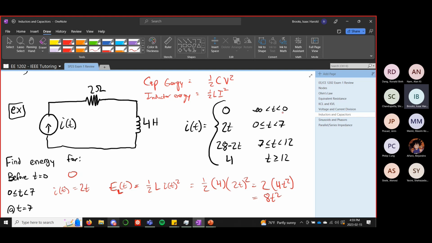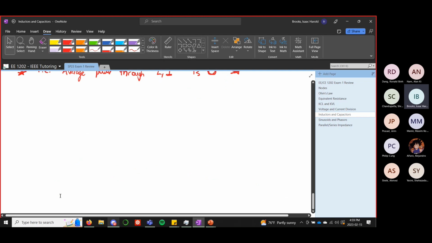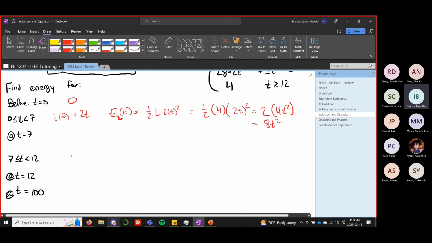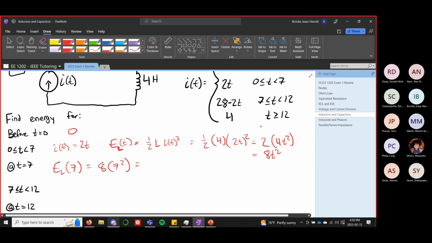So the energy is going to change over time, of course. So at T equals 7, the energy stored in the inductor is, okay. At T equals 7, we can plug in 7 to this equation. So the energy at T equals 7 equals 8 times 7 squared. But if you look at that's a good point. Because this is continuous, if you were to plug in 7 here, 2 times 7 is 14, and 28 minus 2 times 7 is also 14. It'll work out, but yes, that's a good point. You probably wouldn't get 7, you'd probably get like 5 or 6 or something, but as an exercise, if it was 7.